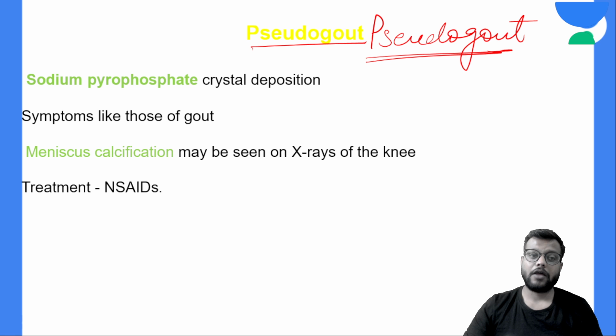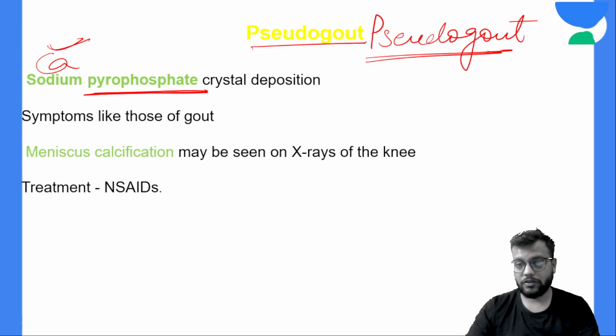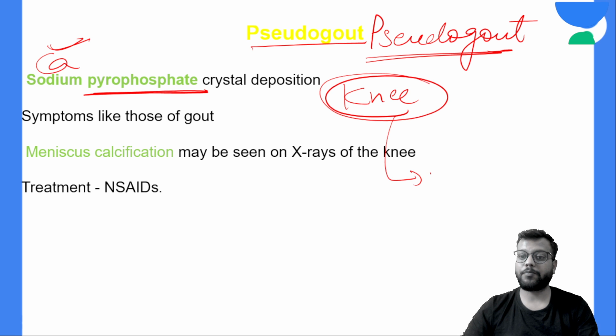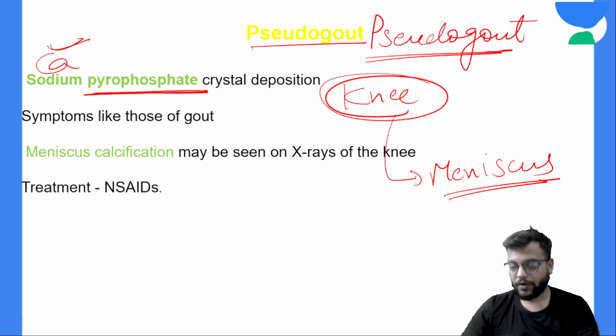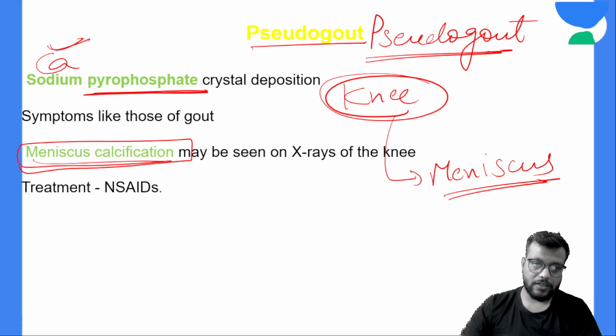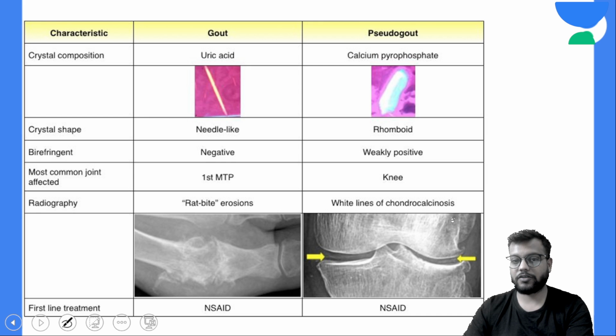First of all, there is deposition of sodium or calcium pyrophosphate crystals, and most commonly it involves the knee joint. And within the knee joint, the menisci are most frequently involved. So there is calcification of the meniscus. This is your pseudo gout.